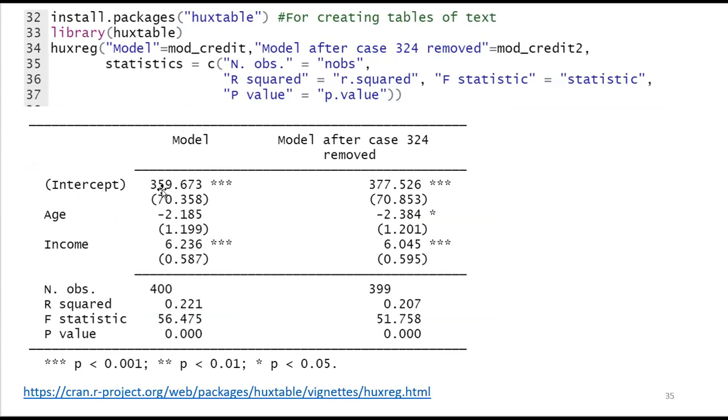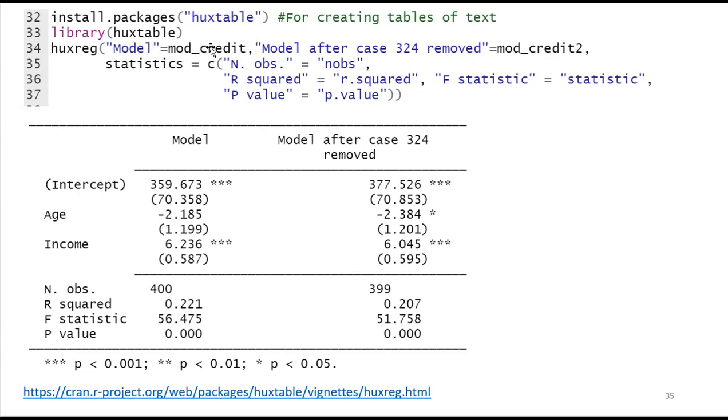To display such a table, which you can copy and paste into Word or any kind of report, we need the package huxtable, because it is used for creating tables of text. And this is how we use it. We call the function huxreg. Now, what is the model here? That's the name of my model, the regression object. So this will be column 1, and it will be called model. You give it the name, and here is the actual regression output that you fitted.